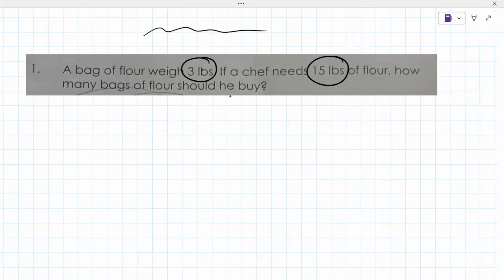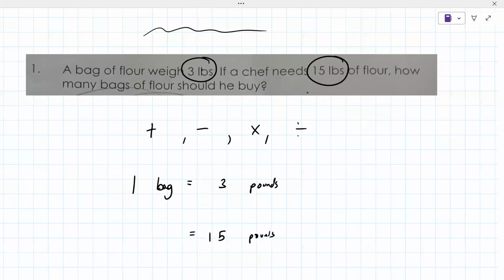One is you could think to yourself, what are the possible ways that I could combine these numbers? You can add, subtract, multiply, and divide. But we know that one bag here is 3 pounds, and we're trying to go to 15 pounds. What's a way that you can go from 3 to 15?